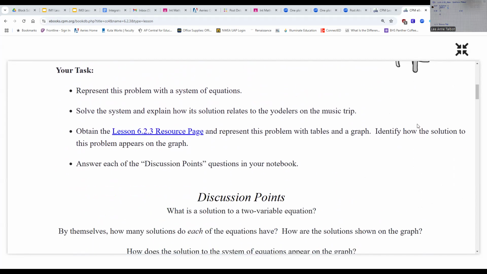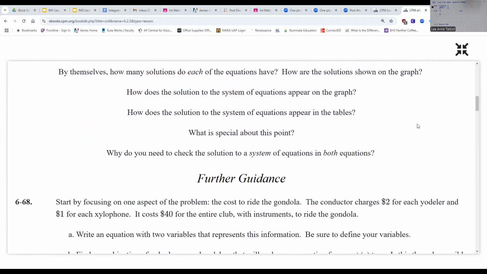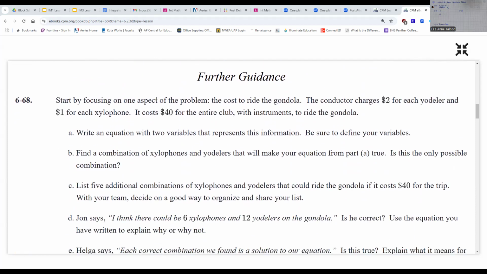Okay, so for 67, all we had to do was identify the letters. Now for 68, we're going to break it into little pieces. Start by focusing on one aspect of the problem, the cost to ride the gondola. The conductor charges $2 for each yodeler and $1 for each xylophone. It costs $40 for the entire club with instruments to ride the gondola.